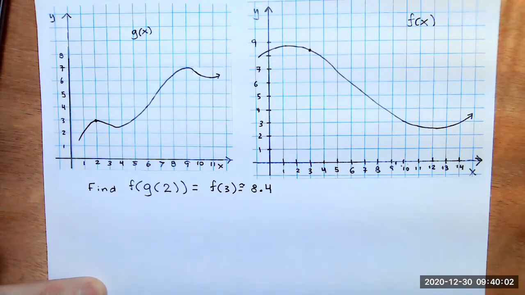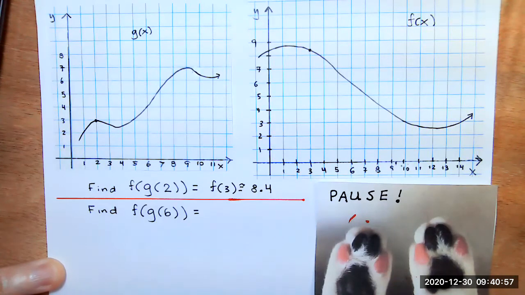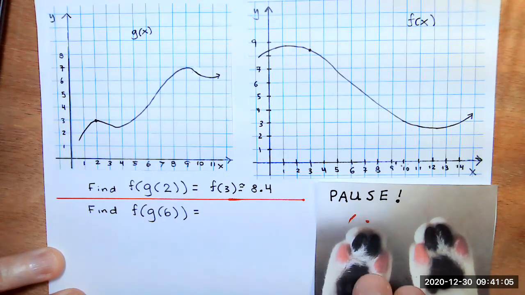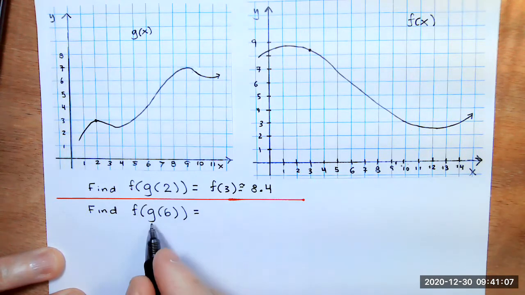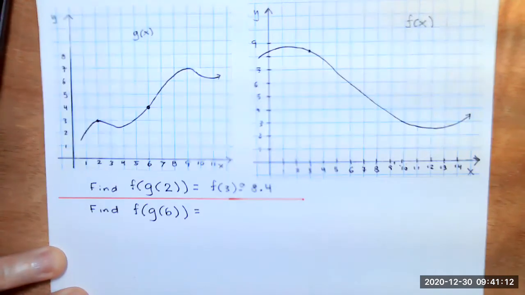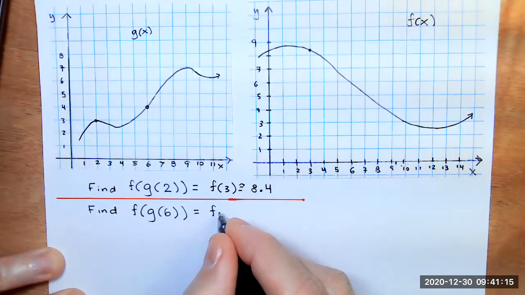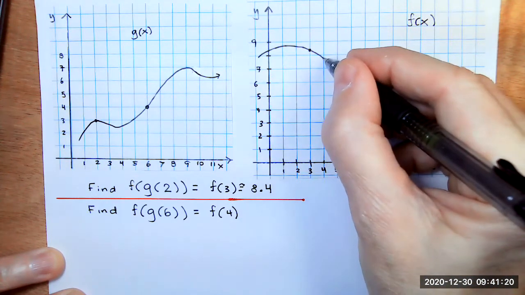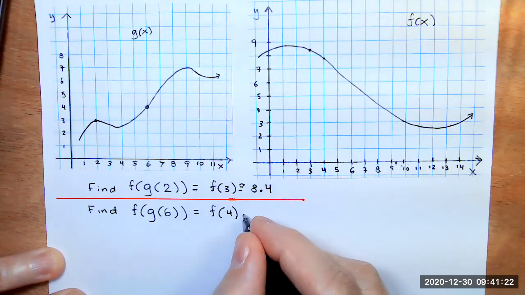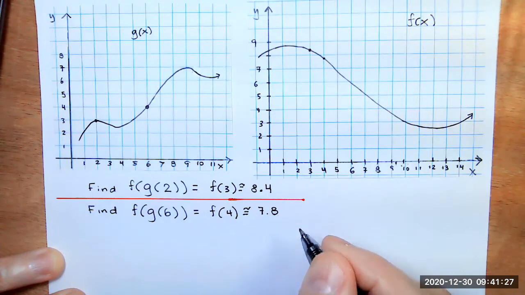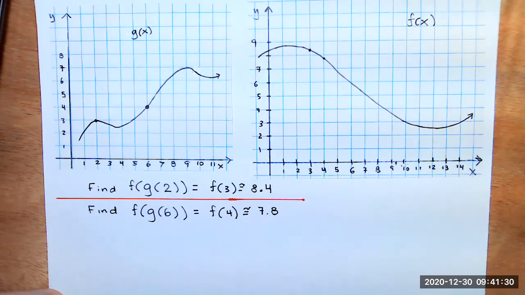And let's try another. Can you find f of g of 6? Again, I would try this on your own. So first we find g of 6, which is 4. So that means we're looking for f of 4. F of 4 is about 7.8. And it's okay if you got a slightly different answer. Let's try another.